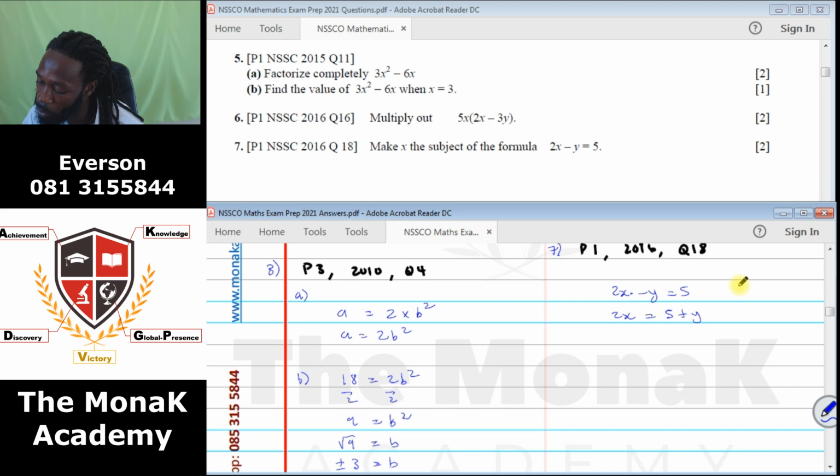From there, how do we remain with x only? Since 2 is multiplying x, the only way to get rid of multiplication is to divide. So you divide by 2, you will have 2x divided by 2 equals 5 plus y divided by 2. So that remains x equals (5 plus y) over 2. You can leave it like that.